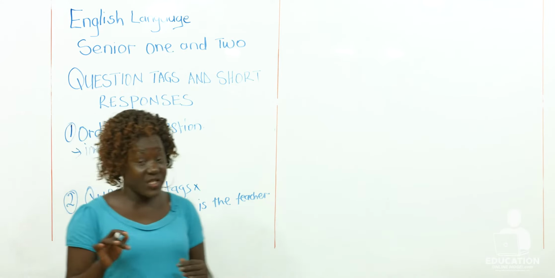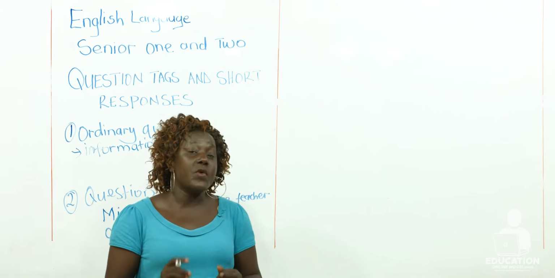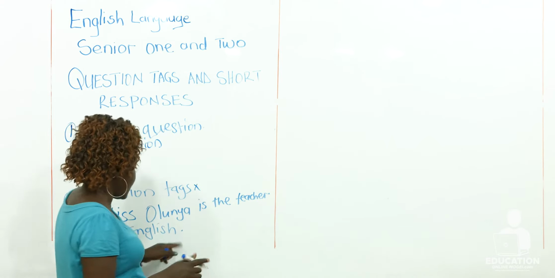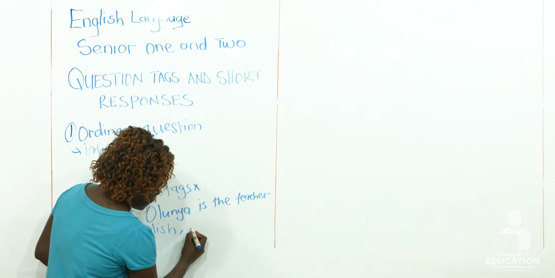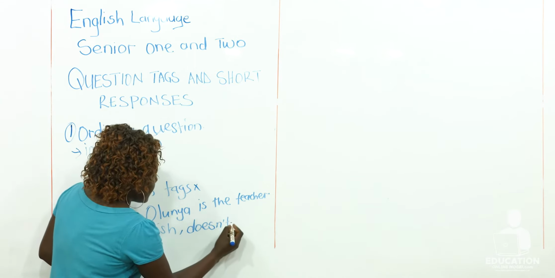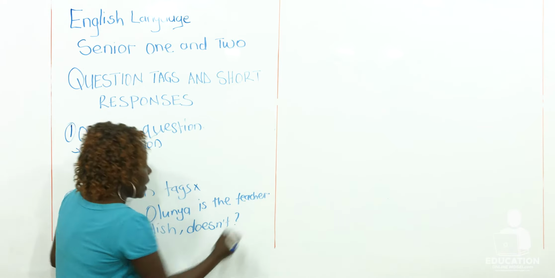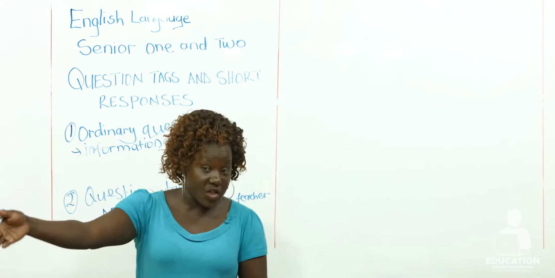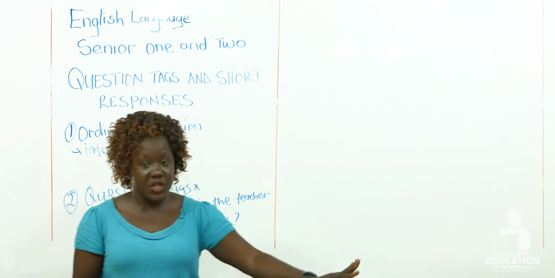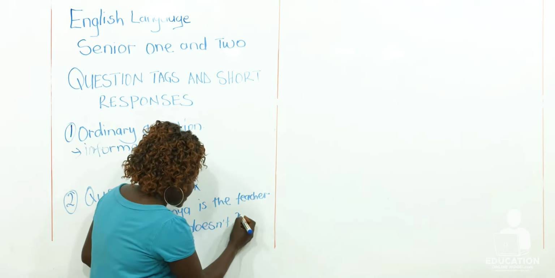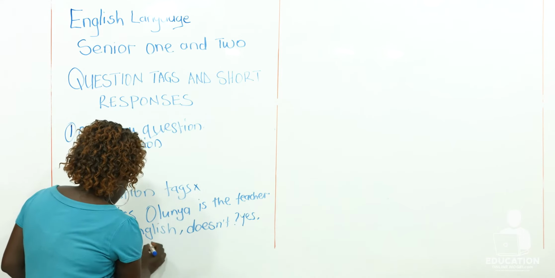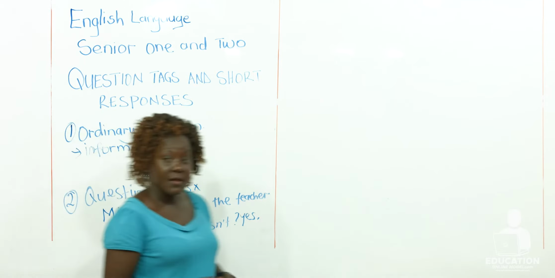Now, if you are asked to apply the tag, you will only do it to confirm or to emphasize. For instance, in this case, it will be, doesn't she, meaning, is she not that teacher of English? And the response must be, in this case, positive, just confirmation. Therefore, the response will be yes. Yes, she is. See? Just confirmation.